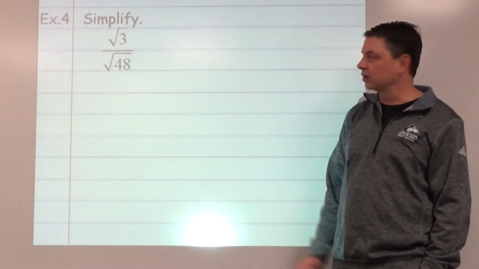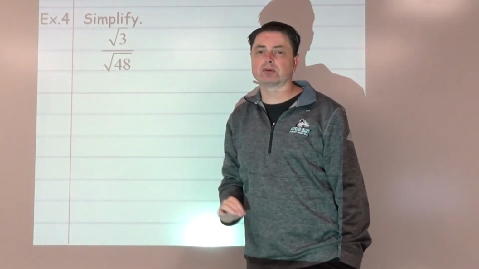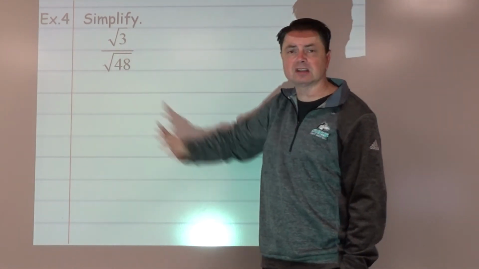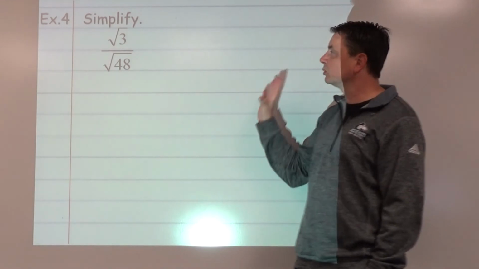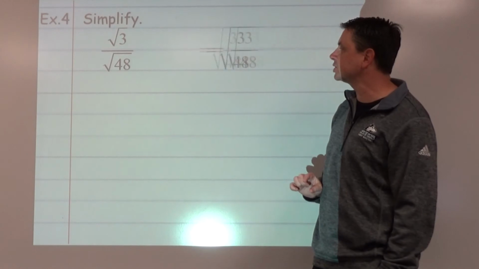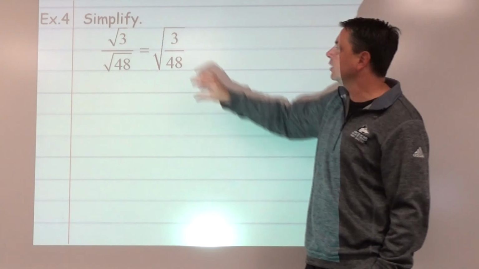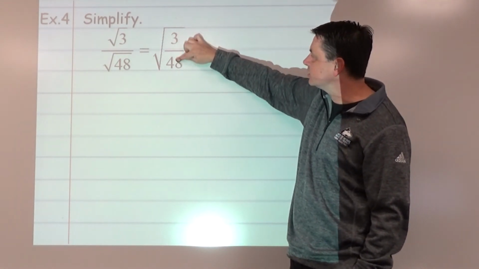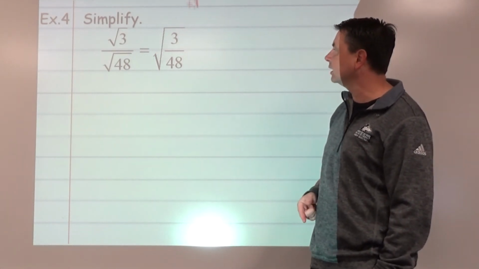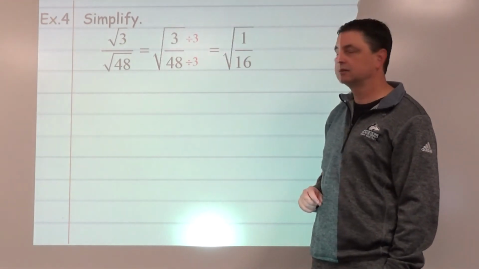And example number 4. This one's already broken up too. And we could do that. We could multiply top and bottom by the square root of 48. But I'm noticing something. I think the 3 evenly goes into the 48. So one thing we could do is reverse this back to one square root of the fraction, as there's multiple ways of doing this problem. This is one of them. And then we could reduce this. What evenly divides into 3 and 48? 3. So divide top and bottom by 3. We would get the square root of 1 over 16.